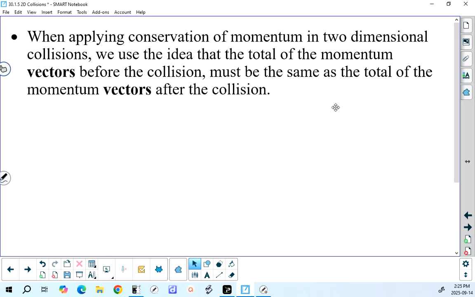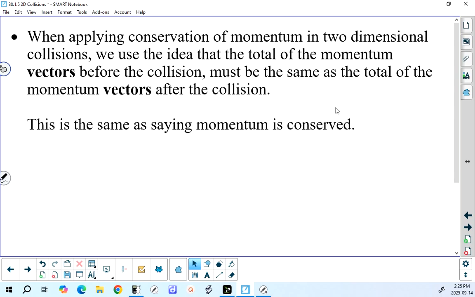So what do we do when there's 2 dimensions, which means really an infinite number of directions? What we have to do is think of the law of conservation of momentum as saying the total of the momentum vectors before the collision must be the same as the total of the momentum vectors after the collision. And it will lead us to what we call a vector diagram, and that will lead us to the solution to the problem.